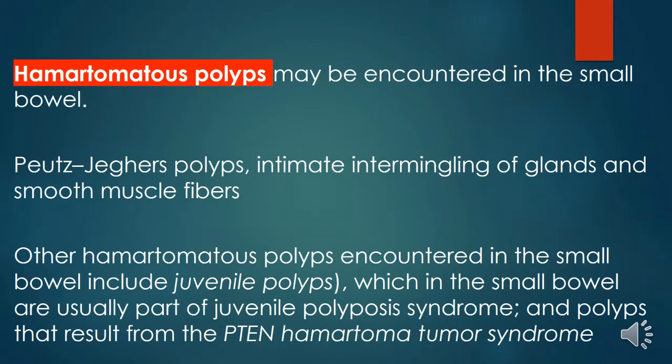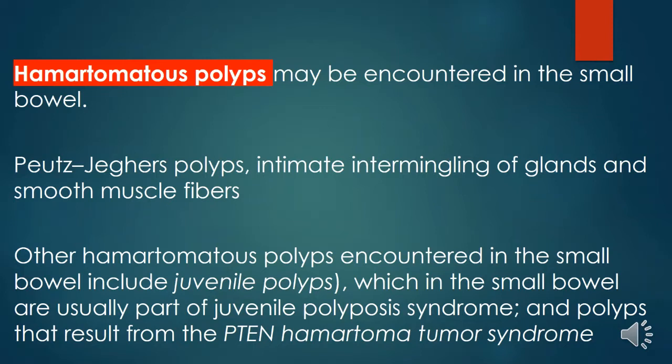What has to be remembered in Peutz-Jeghers syndrome is that the polyps can occur sporadically, or they may be part of the inherited syndrome known as Peutz-Jeghers syndrome, characterized by a germline mutation of the tumor suppressor gene STK11, also called LKB1. The name of the gene involved in Peutz-Jeghers syndrome has to be remembered.